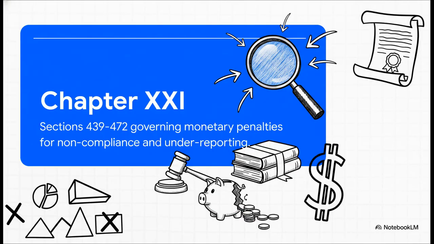Let's formally define what we're looking at today. Chapter 21 is the dedicated chapter within the Income Tax Act 2025 covering Sections 439 through 472. It's the comprehensive legal framework that dictates monetary penalties for non-compliance, underreporting of income, and documentation failures. This is the new definitive law of the land, completely replacing older, familiar sections like 270A and 271B.